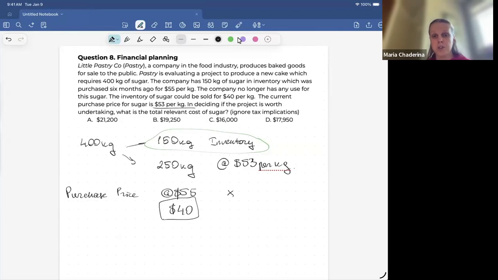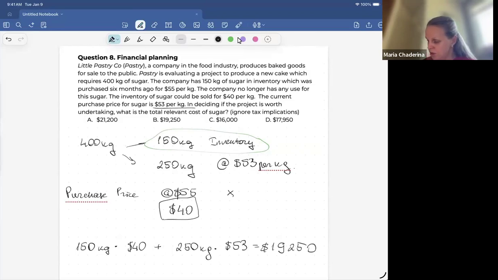And therefore, the cost of sugar in this pastry project is going to be 150 kilograms multiplied by $40 per kilogram plus 250 kilograms times $53 per kilogram. Okay, and that boils down to $19,250, which is this price over here. Okay, so once again, the key here is to understand when this valuation is relevant versus this valuation is relevant versus this valuation is relevant.